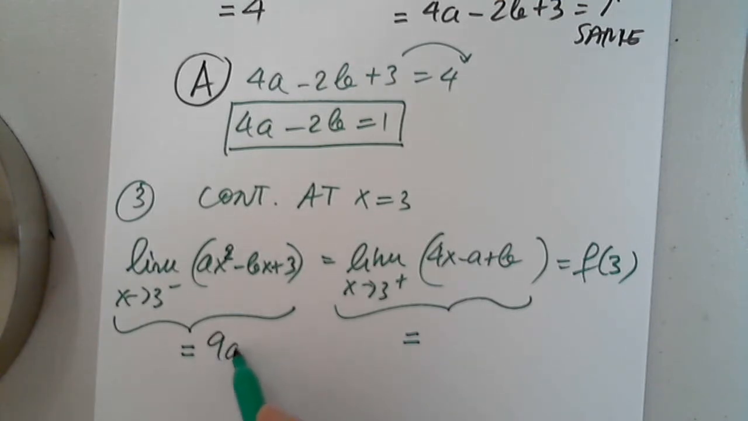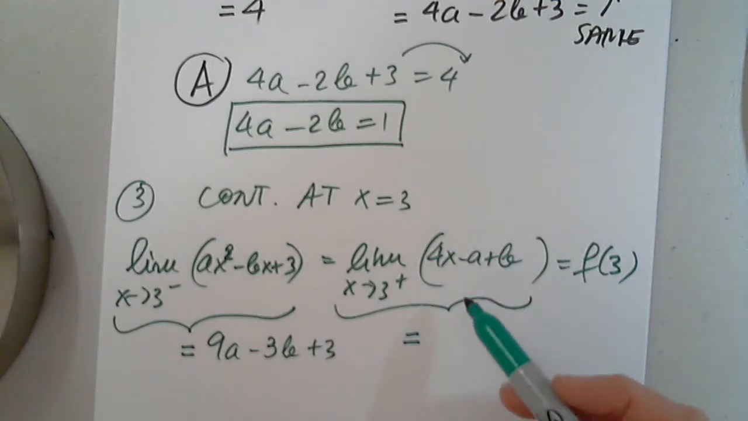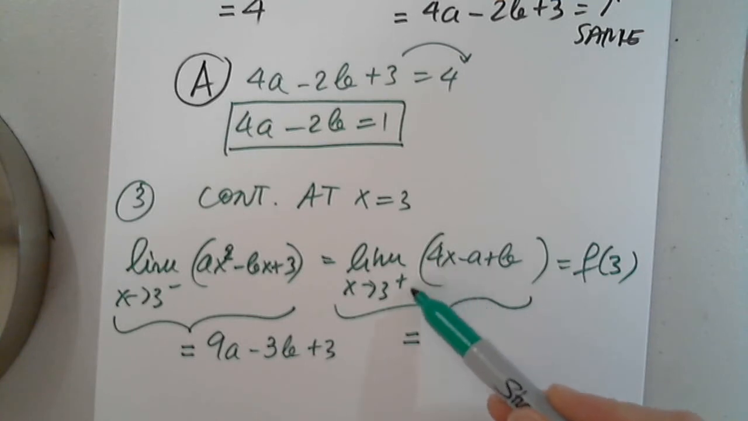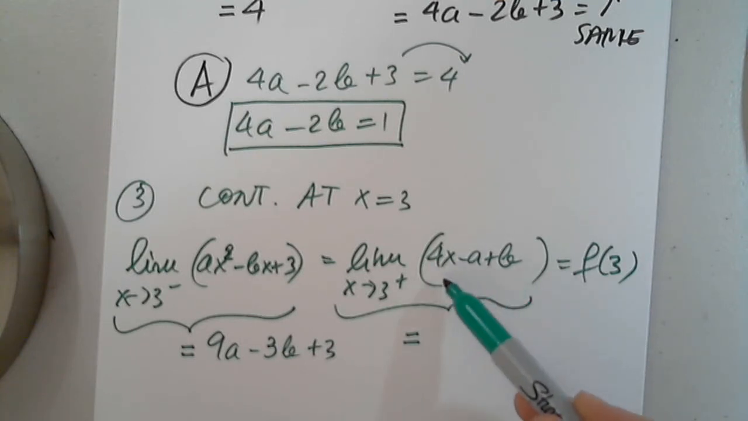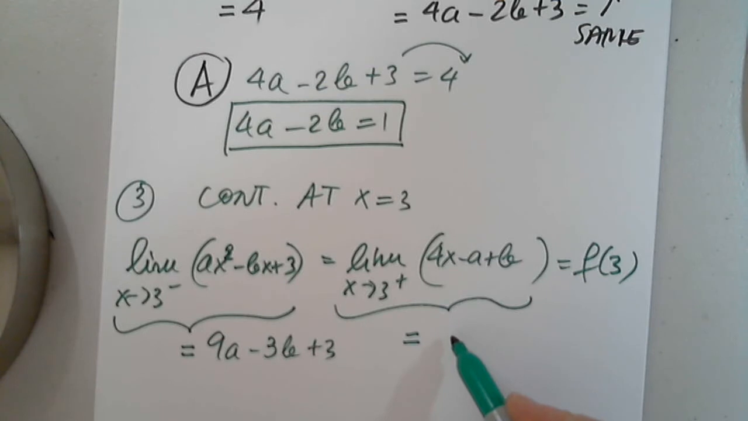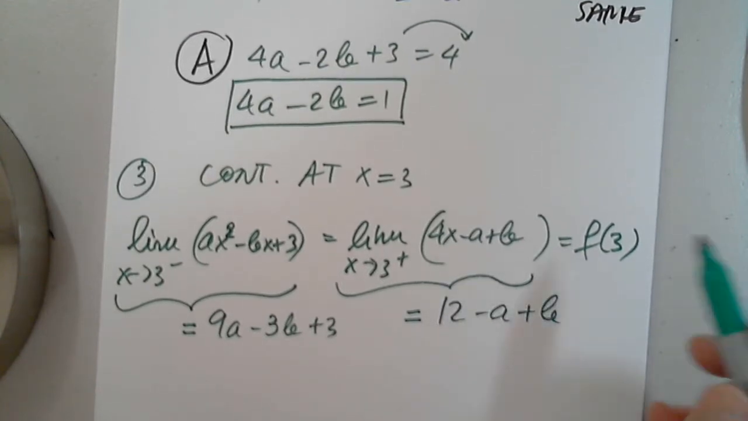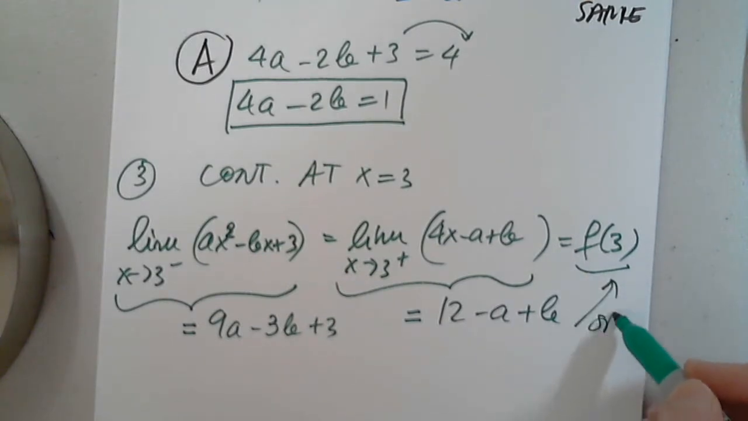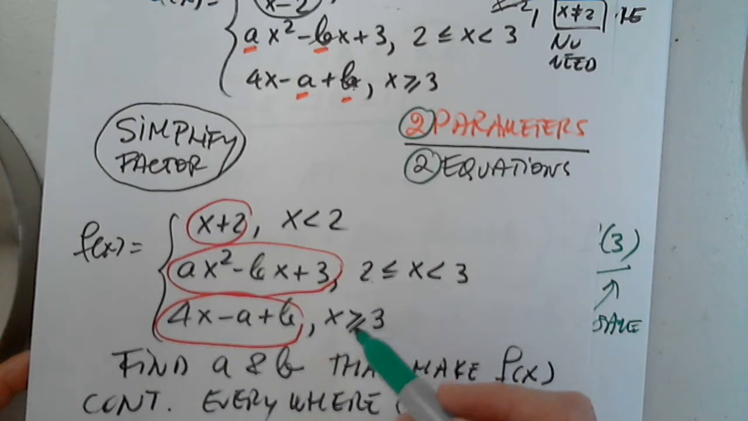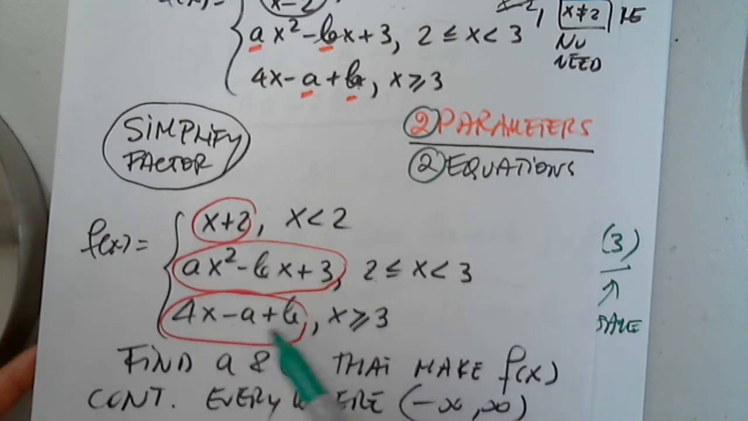Nine a minus 3b plus 3. Perfect, excellent. Thank you, Ash. So now we're here. Minus a plus b. Excellent. And of course, this will be the same. How do I know? Because of the equal symbol. I have to use the same thing. It will still be 12 minus a plus b.